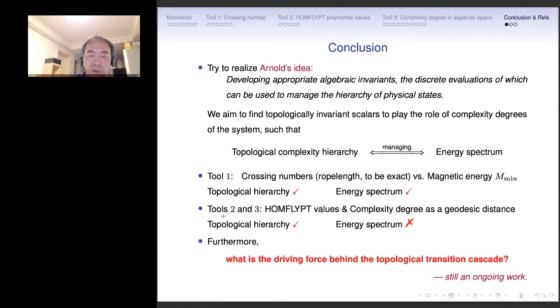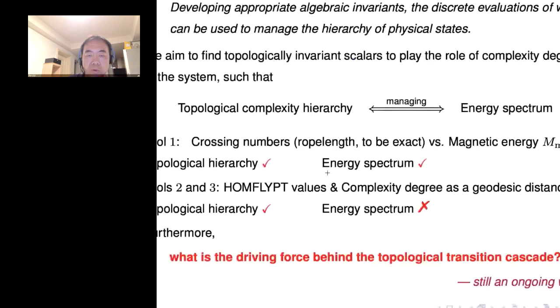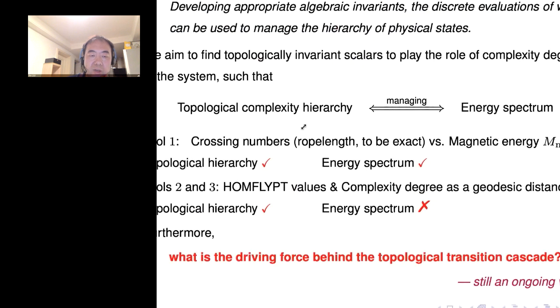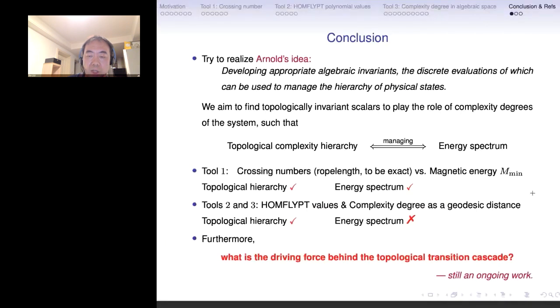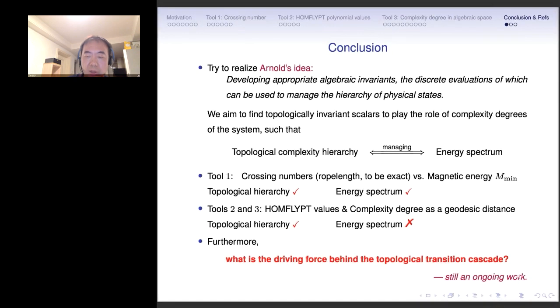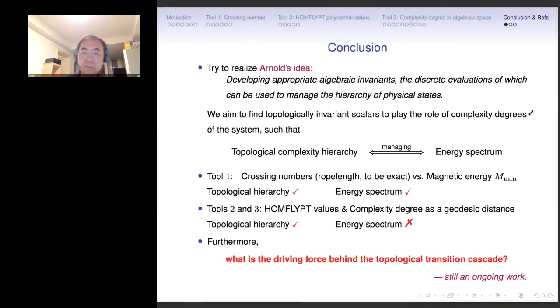The first tool is crossing sites, or to be exact, ropelengths. The second one is HOMFLYPT values. The third one is complexity degrees, D, defined in geometric, in algebraic space. The first two give us a direct relationship between topology and energy, but for two and three, we still need to find such a relationship between topology and energy, I think. Yeah, that is our future work. It's only ongoing work. Any questions?